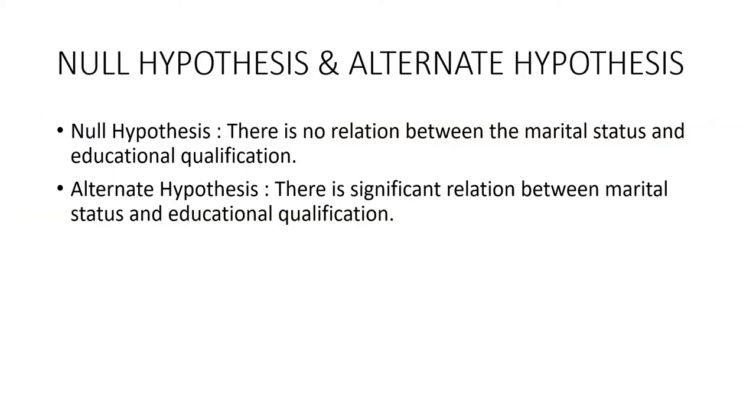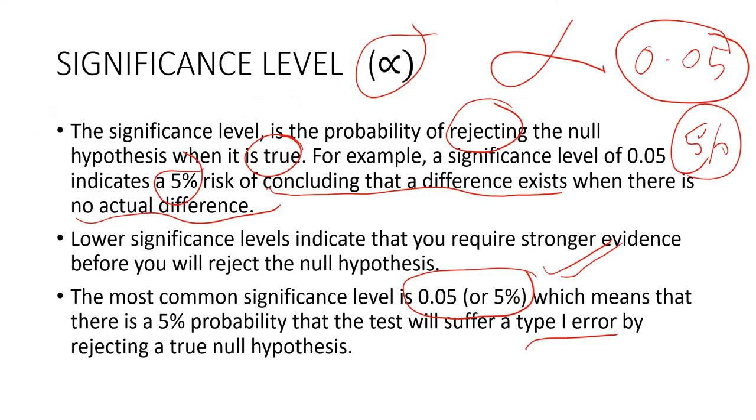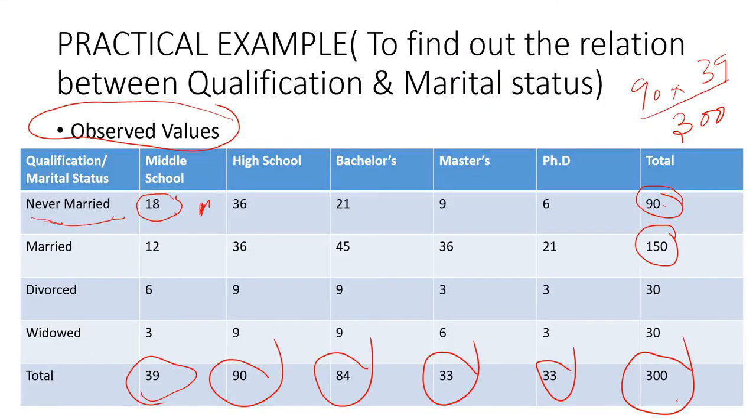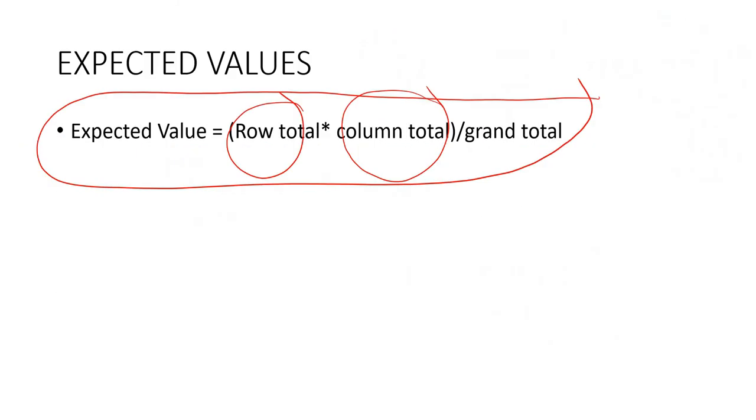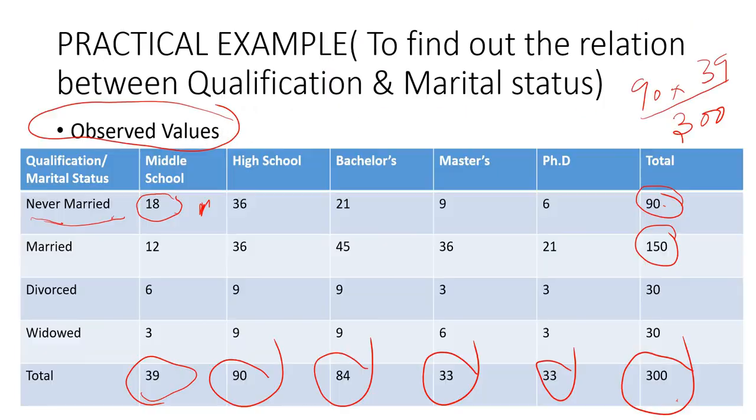You got it. This is the formula. I will show you the formula. Row total, here the row total is 90, the column total is 39, and the grand total is 300. So we calculate 90 into 39 divided by 300 and you will get this value. It is 11.7.